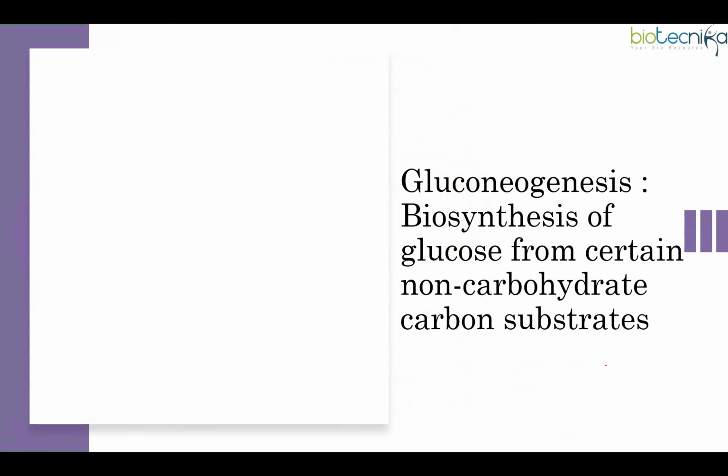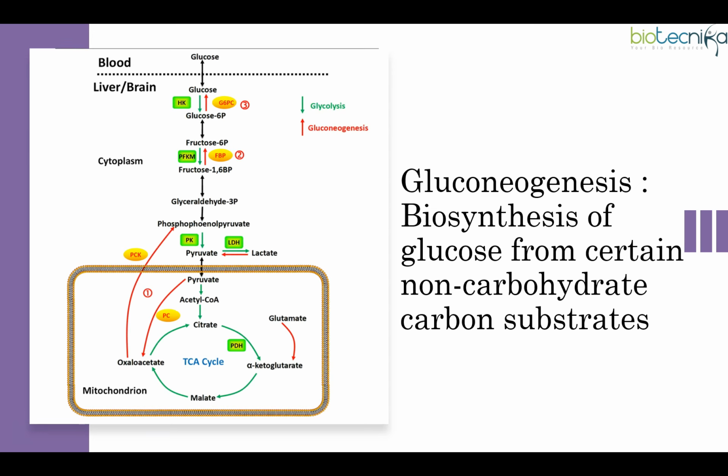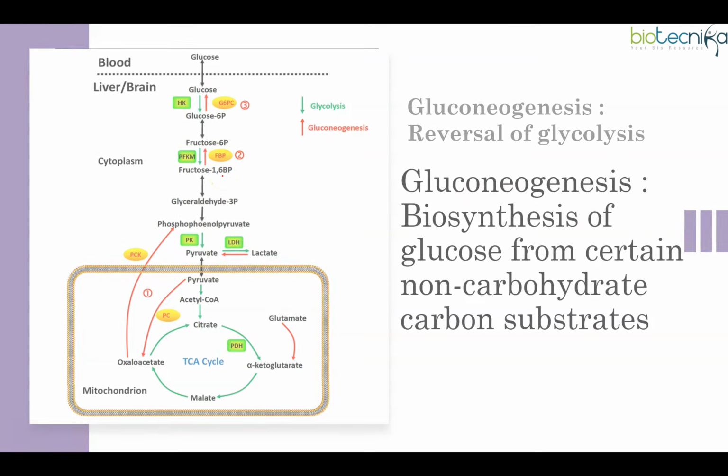Okay. Next is gluconeogenesis. It is a synthesis of glucose from certain non-carbohydrate carbon substrates. As I mentioned to you, three steps of glycolysis will be reversed over here. These are hexokinase, phosphofructokinase and also pyruvate kinase. So these three steps are irreversible in case of glycolysis. You can see that there are separate enzymes for these steps in case of gluconeogenesis. This direction is gluconeogenesis and this direction is glycolysis. Okay. So what are these enzymes?